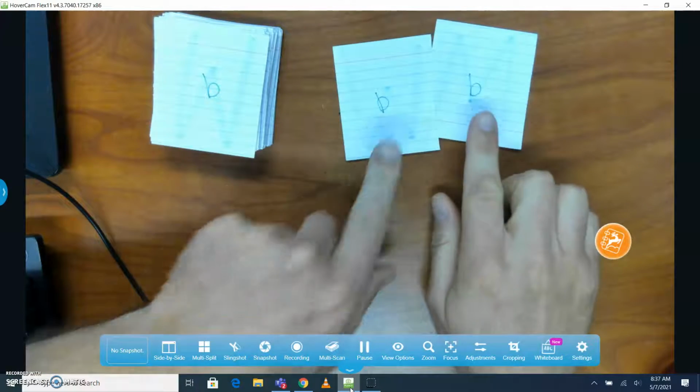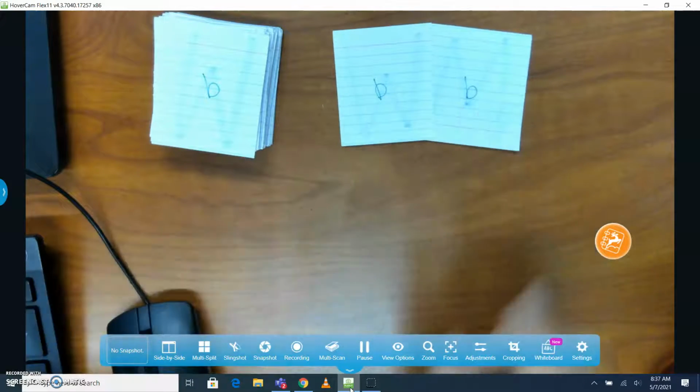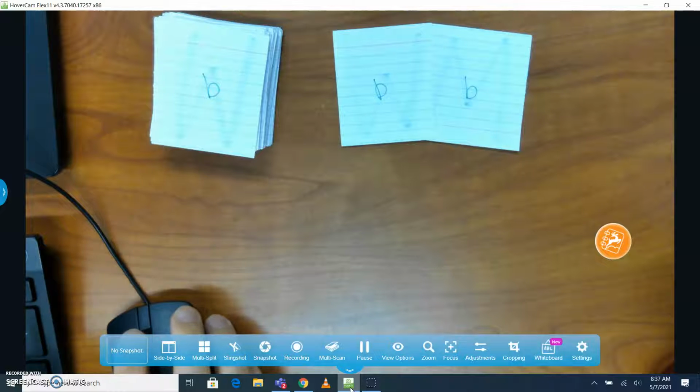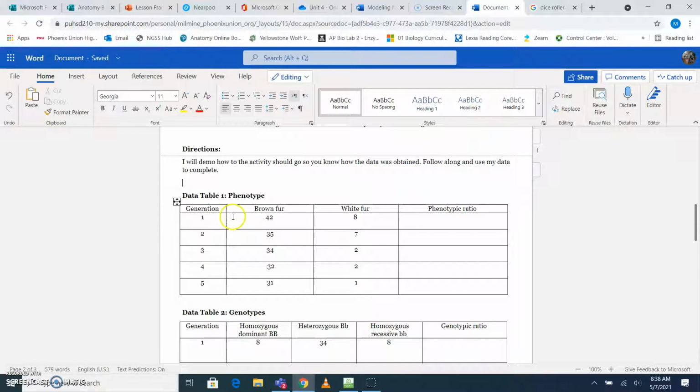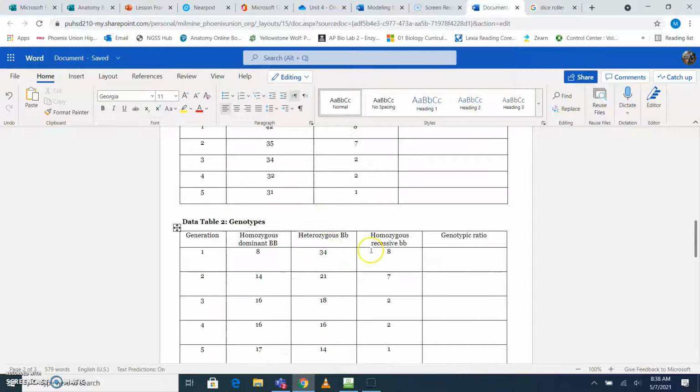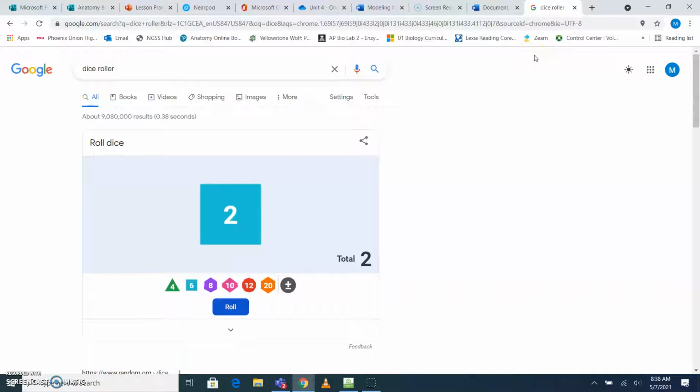In this case, I got little b, little b. I got a white mouse. So what I would then do is I went back to my data table. I put a tally mark in the white fur column. I put a tally mark in the homozygous recessive column. And then I went to the dice roller to see what happened to that white mouse. I clicked roll, and I rolled a 5, so that mouse died.